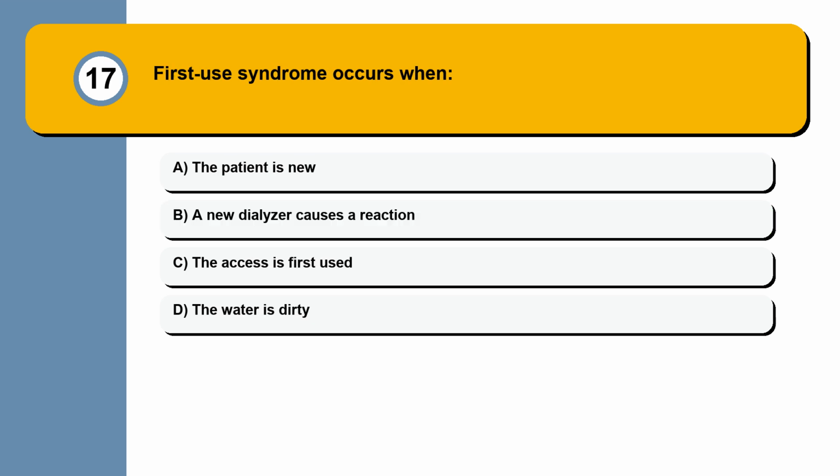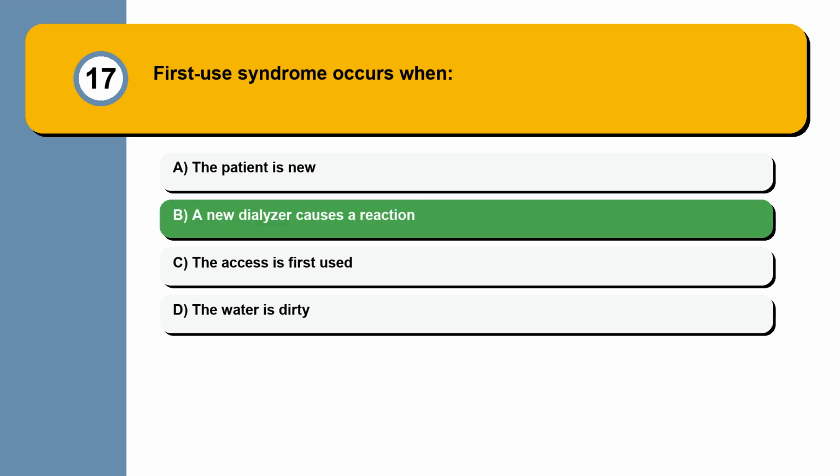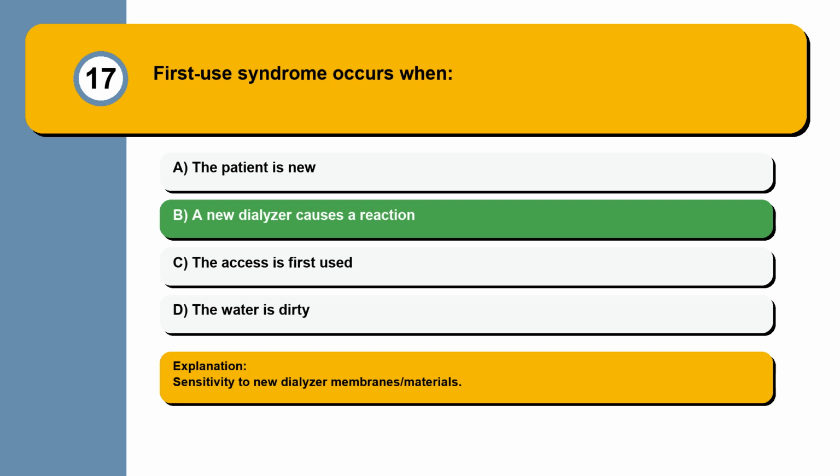Question 17. First-use syndrome occurs when: the patient is new, a new dialyzer causes a reaction, the access is first used, the water is dirty. Sensitivity to new dialyzer membranes/materials.